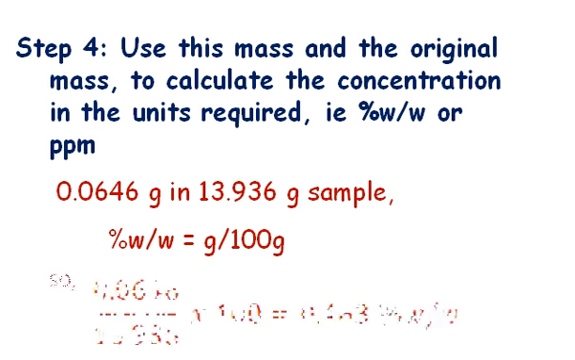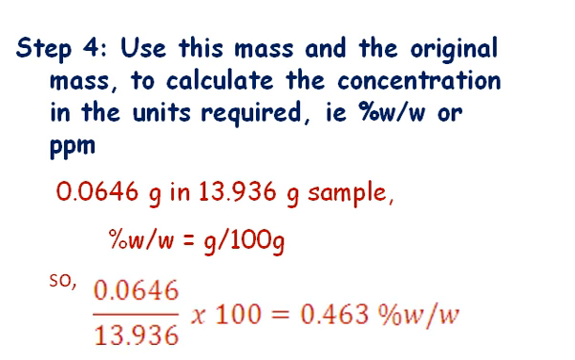So therefore, to get that in grams per 100 grams, we get the 0.0646 divided by 13.936 times 100, and we end up with 0.463% weight per weight, which could then be converted to 0.46% weight per weight using the correct number of significant figures.